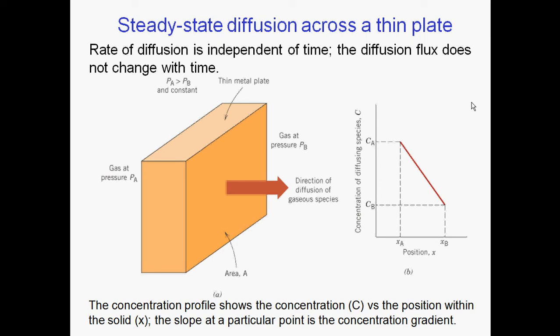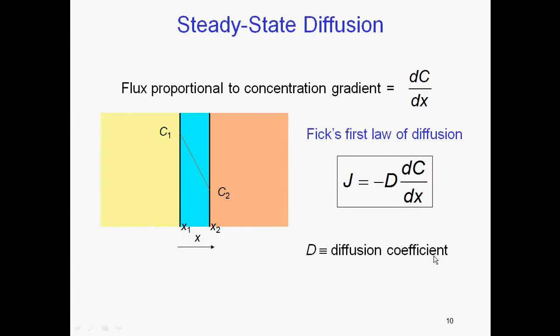The concentration profile of the diffusing species with respect to position is given on the right hand side, in this diagram, along with the rate of change of concentration with respect to position, that is the concentration gradient.